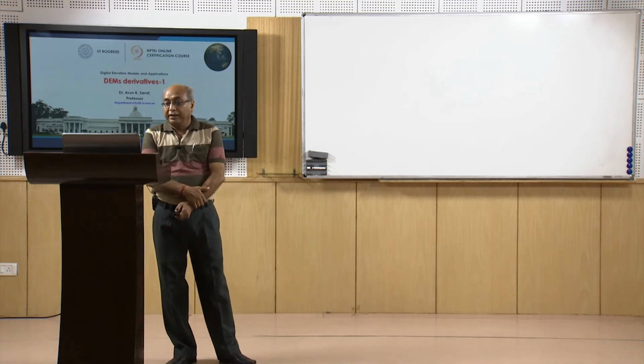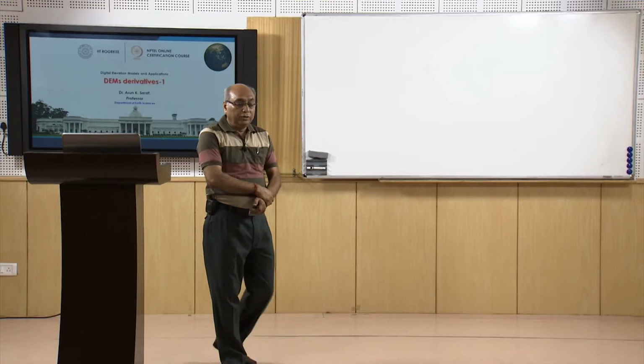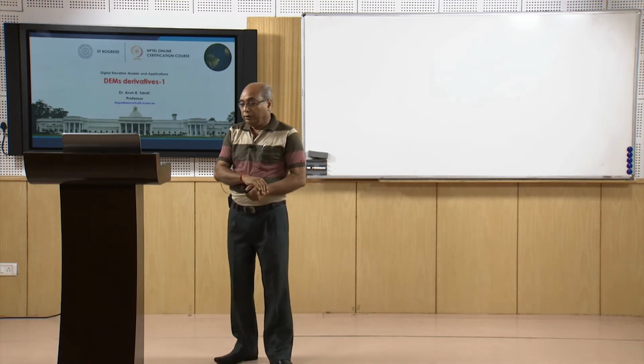basically the slope, and the surface area increases as the grid cell is tilted from a horizontal reference plane. In this case we can see this is the horizontal reference plane at the bottom, and this is the three-dimensional representation of the same terrain through a digital elevation model. So this is the major discussion in this topic: how we can calculate planimetric area and sloping area and indices, and what the intricacies are while doing all this.